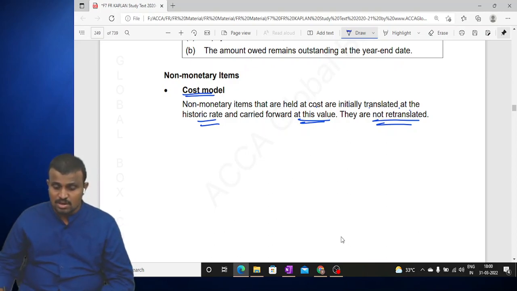So these are all about what? Foreign currency, IAS 21.